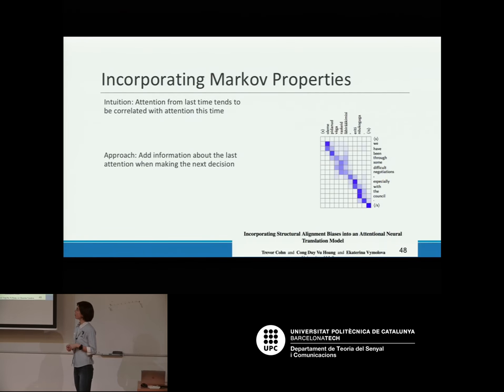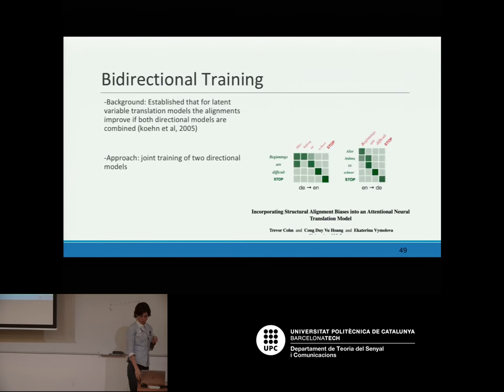Then you can also incorporate Markov properties. The idea is that the attention in translation from your previous word is not independent from the attention on the current word, so you can use this information to improve your attention mechanism. Language is a sequence, and the attention you put on the previous word is going to be related to the attention on the current word. Those are the Markov properties.